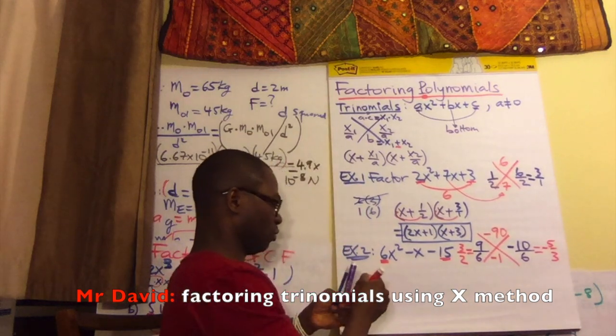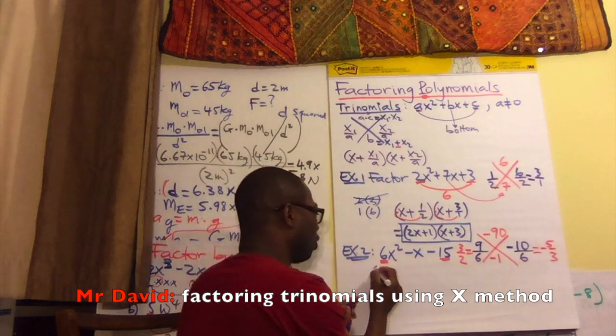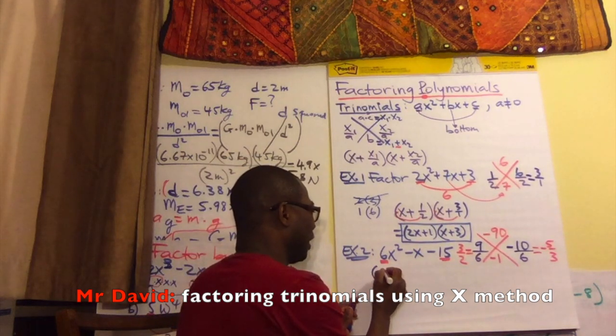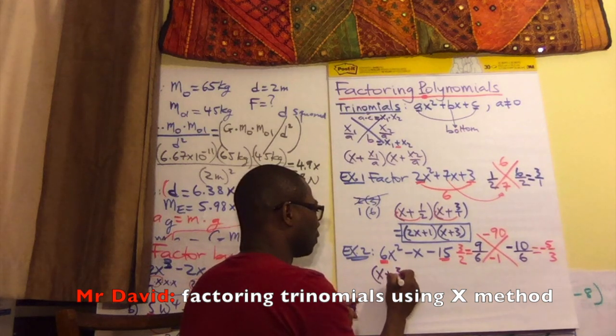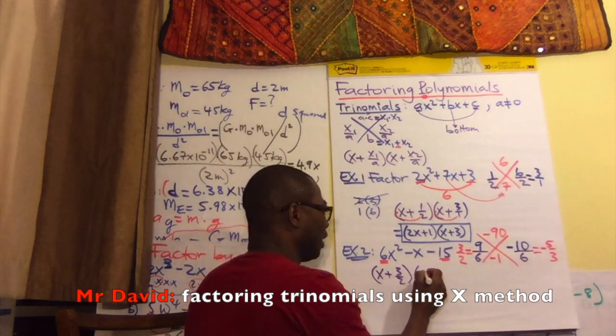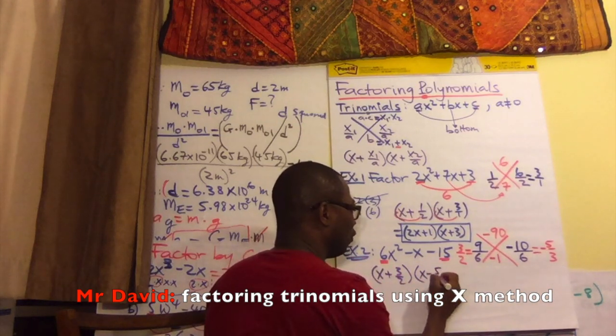Now that the fractions are reduced, here's our answer. We're going to open up the parentheses. x plus 3 over 2. x minus 5 over 3.